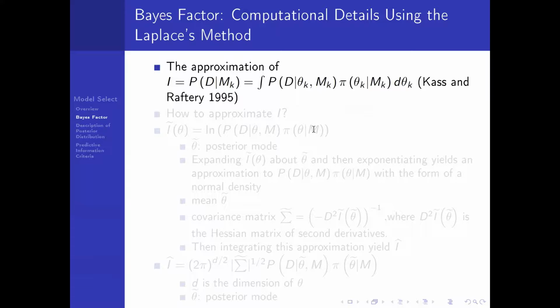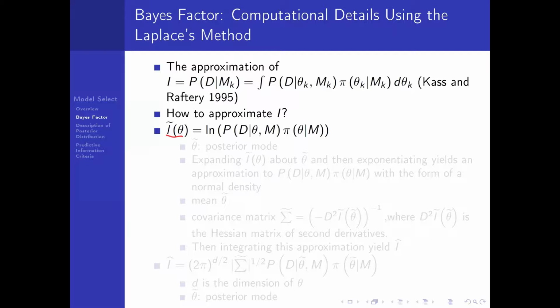According to Kass and Adrian Raftery, to figure out this marginal probability, or marginal likelihood, and they denote it as I here, we can use what is called the Laplace method of approximation. The thing is how to approximate this I. Well, let's begin with log of theta, L tilde.